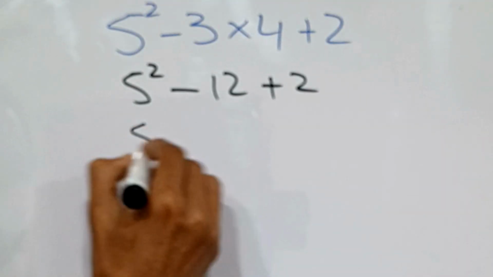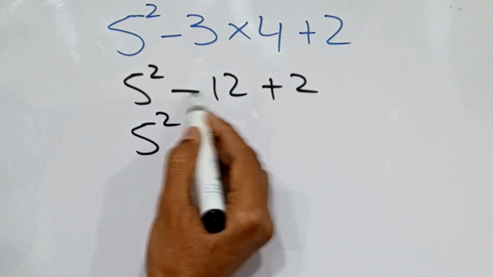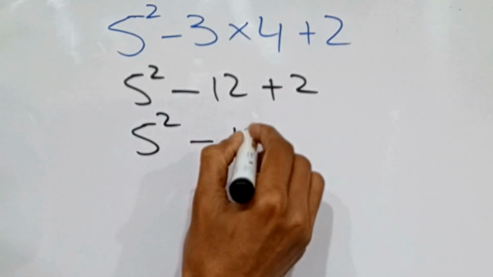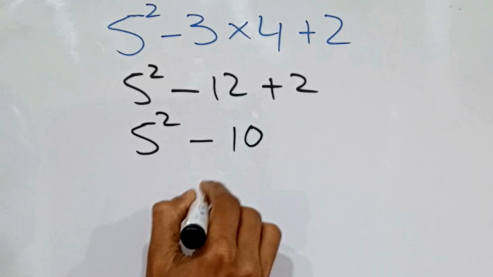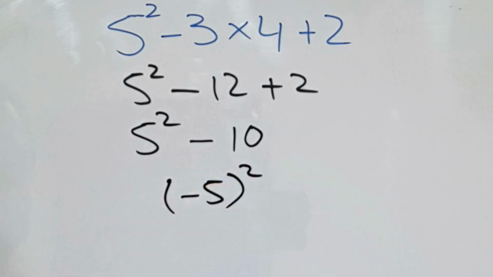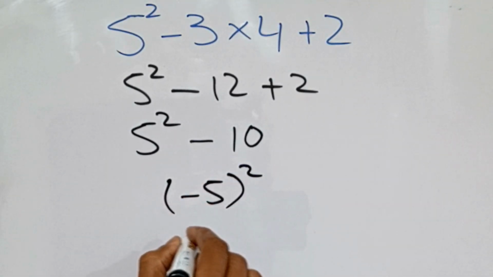Now 5 squared minus plus minus and 10, right? Now 5 minus 10 equals minus 5 and squared. Now 5 times 5 equals 25.